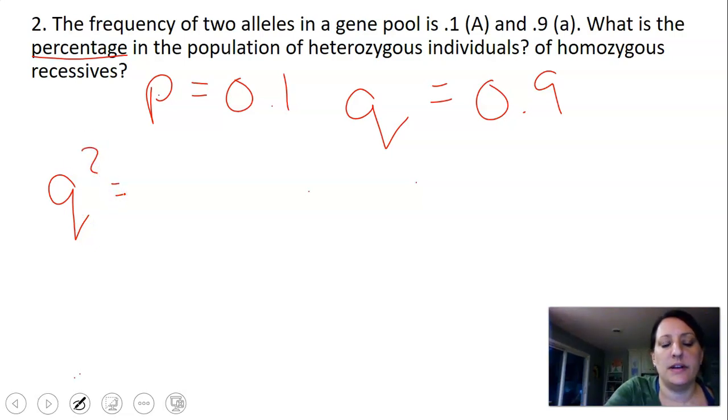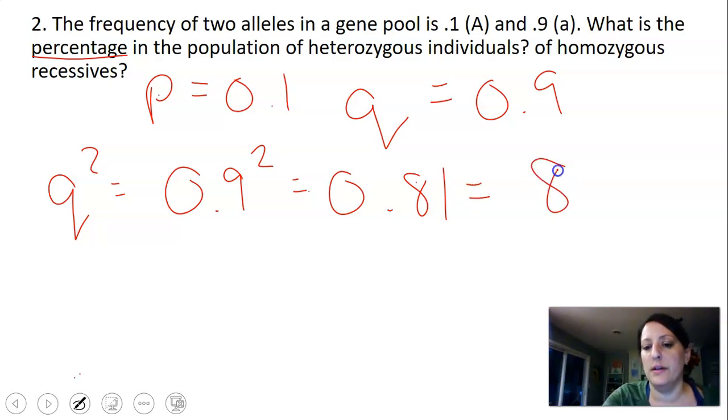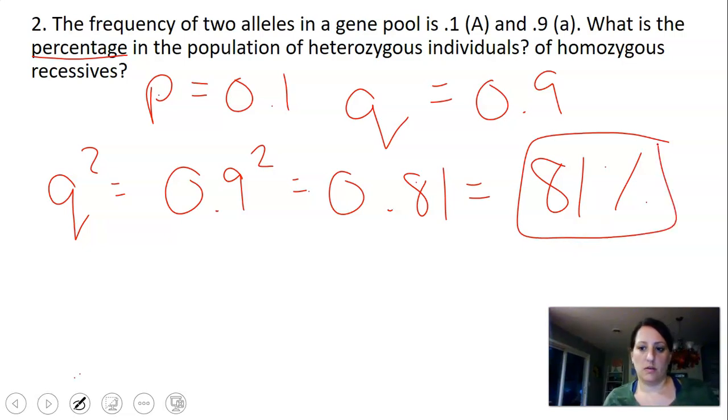Okay, and so that's going to be 0.9 squared. So 0.9 squared is 0.81. And again, that's the frequency of homozygous recessive individuals, but we want a percentage, so you've got to multiply that by 100, and that's going to give you 81%. Okay, so there's the answer to that second part of that question.